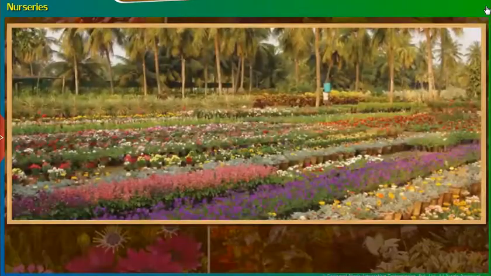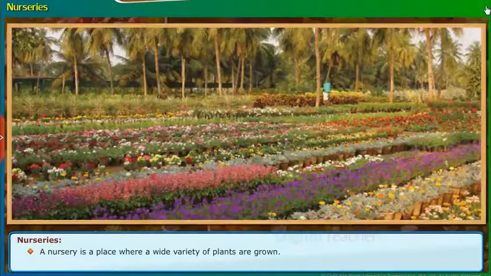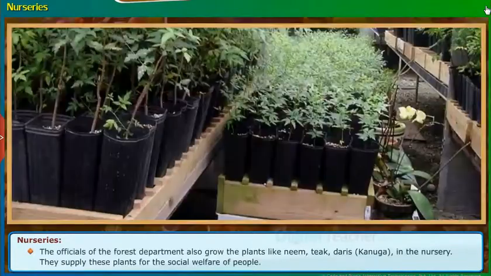Let us know the importance and uses of nurseries. A nursery is a place where a wide variety of plants are grown. Plants are grown and sold in a nursery. The officials of the forest department also grow the plants like neem, teak, daris or kanuga in the nursery. They supply these plants for the social welfare of people.